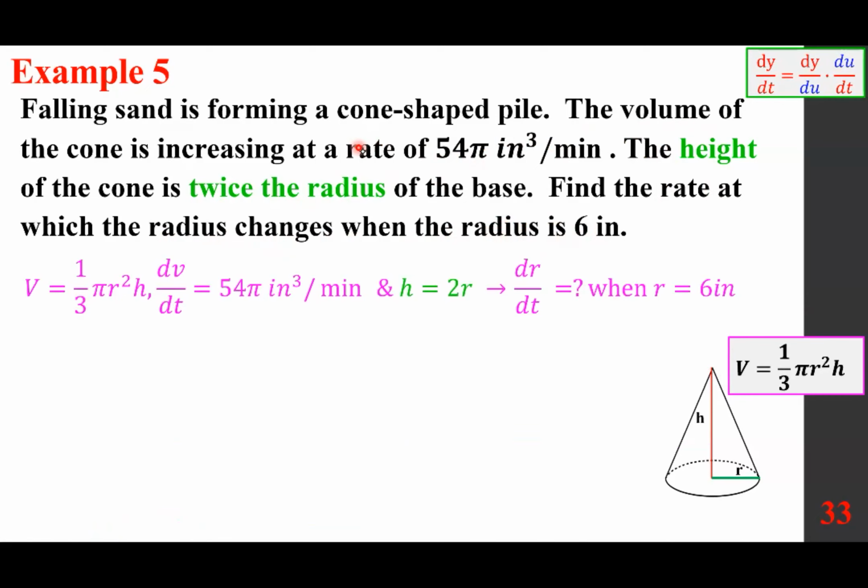So quickly, let's recap. V is 1/3 pi r squared h. dv dt is 54 pi cubic inches per minute. H has the relationship with the radius as h equals 2r. dr dt is missing. R is 6 inches. So we are going to differentiate V and come up with the answer.